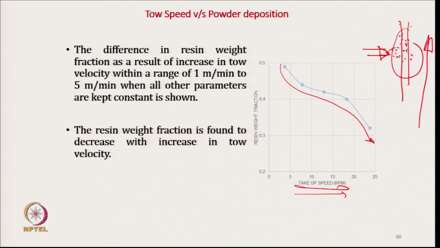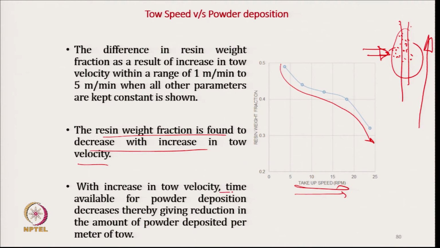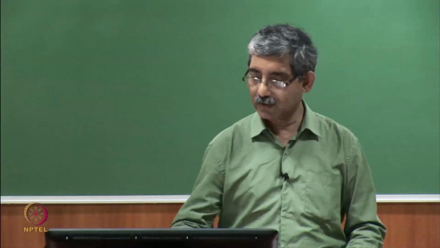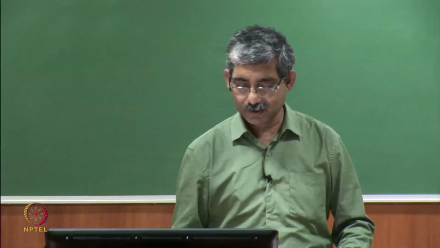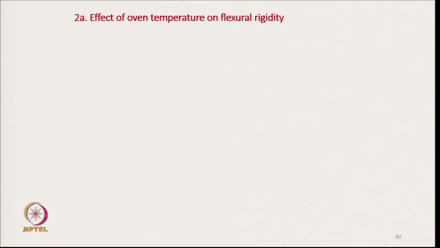So, resin weight fraction is found to decrease with the increase in velocity. The time available for powder deposition decreases. So, that is why the weight fraction reduces. So, in one factor at a time approach, what we have done is we have changed one parameter and kept other parameters constant. In this approach we have done other experiments also.